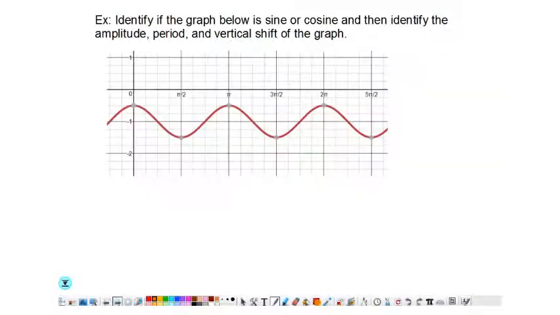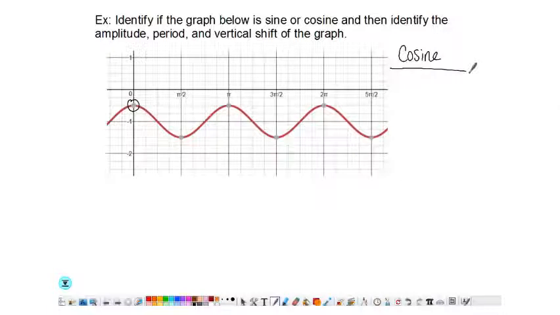Okay, let's look at another one. So now we want to figure out again, sine or cosine, and then identify the different features. If we look at our y-axis, we are starting up here. So that's a maximum of the curve. Because we are starting on a maximum, that tells me that we are starting a cosine graph, because we are starting with the above pattern.